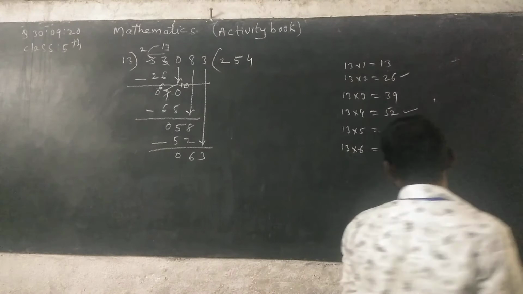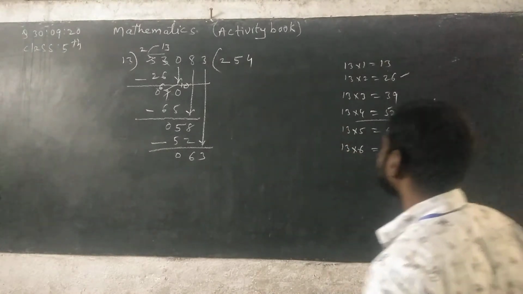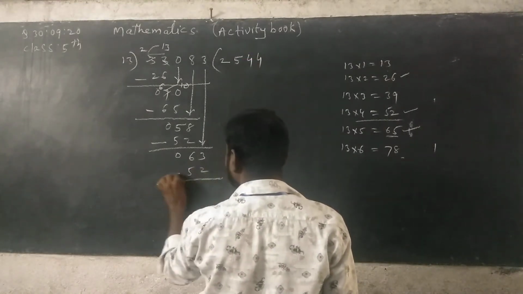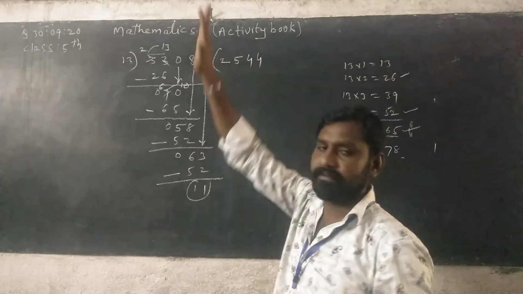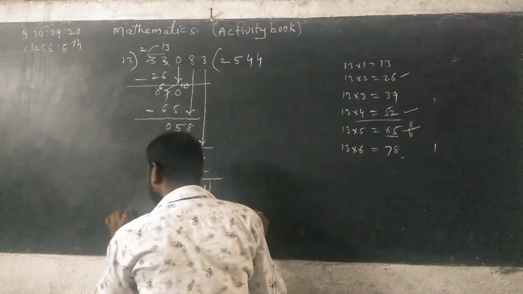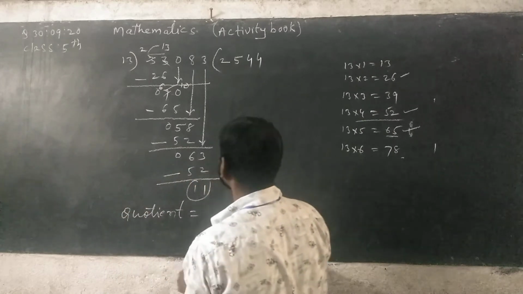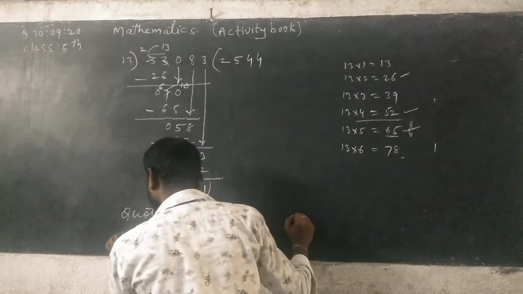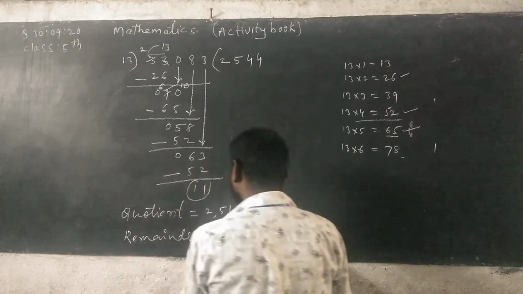13 fives are 65. 65 is more than 63. Again we take 13 fours are 52. See here, 3 minus 2, 1. 6 minus 5, 1. So here all the digits are brought down. Now next, quotient is equal to 2544. Remainder is equal to 11.